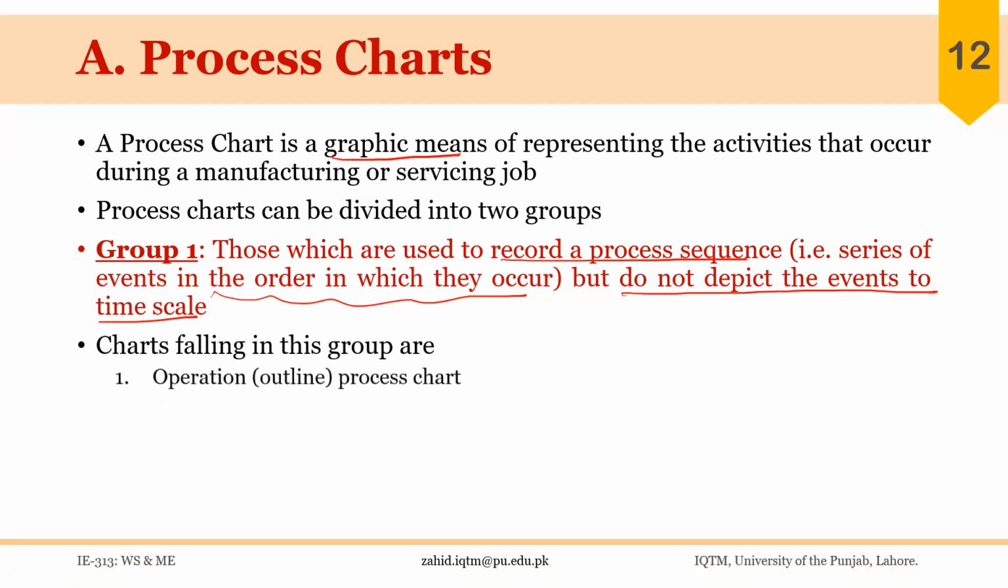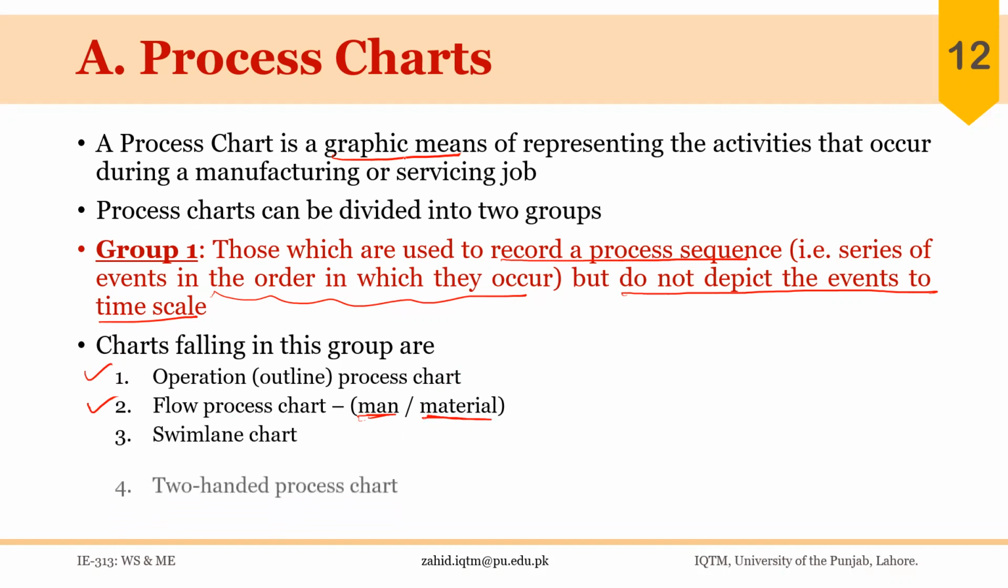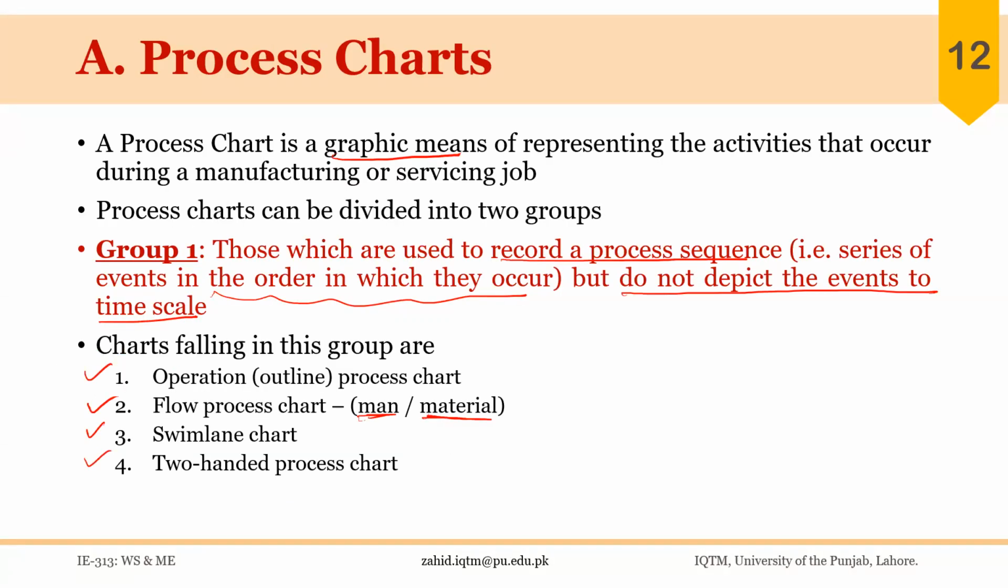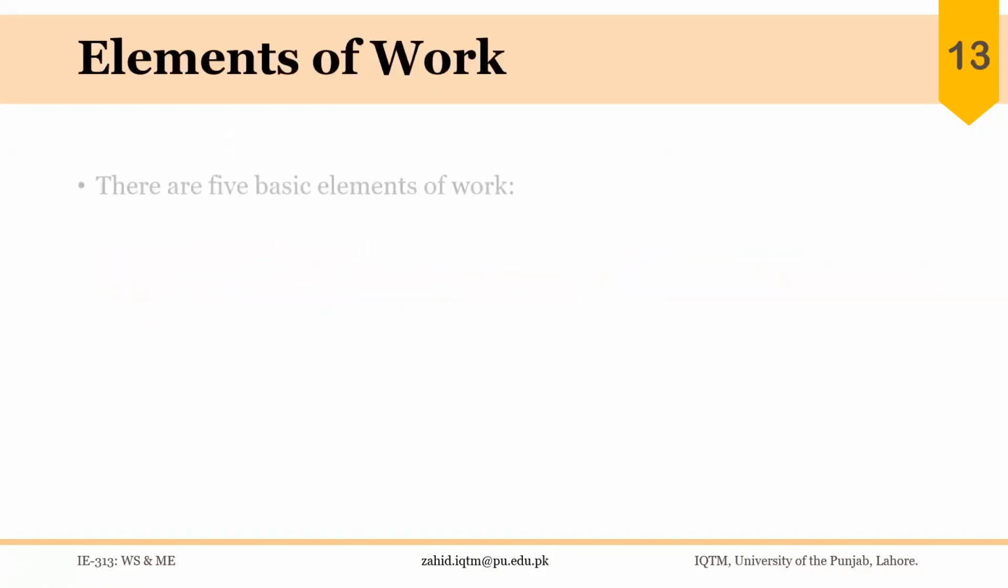Charts following in this group are operation or outline process chart. Then we have flow process chart that can be drawn for the worker or employee or for material or product. Then we have swim lane chart, and finally we have two-handed process chart. Before we discuss these charts, let's first discuss elements of work.